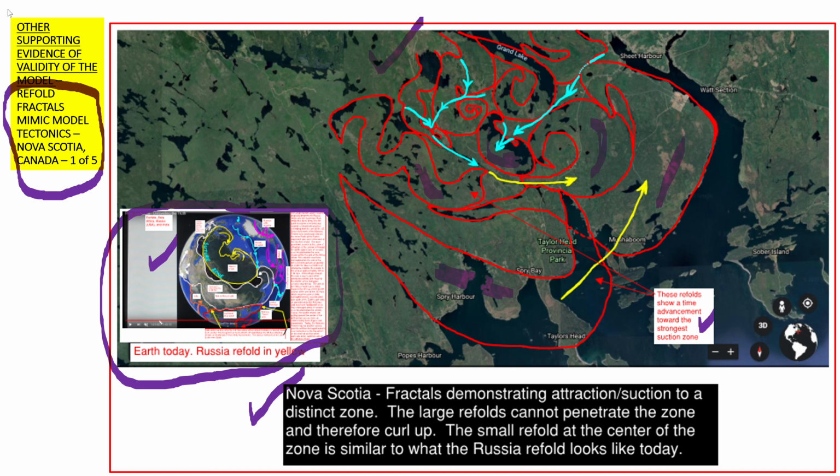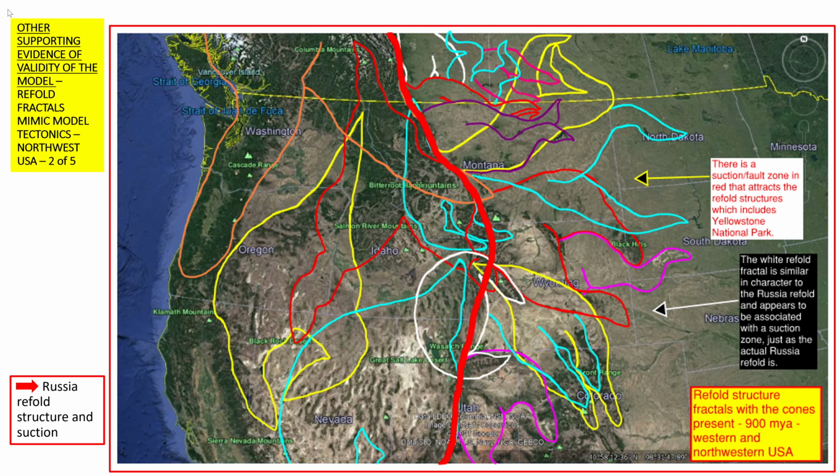Very interesting stuff. Okay, something very interesting here that I'll have to get into in more detail later on in the next presentation. But refold fractals mimic model tectonics. Northwest USA here, slide 2 of 5. Okay, so we look at Russia refold structure and suction. Now, that's what we're talking about here. Again, where I'm highlighting now, see this thing outlined in white? Sure looks like the Russia refold, right? Has that same character, basically.